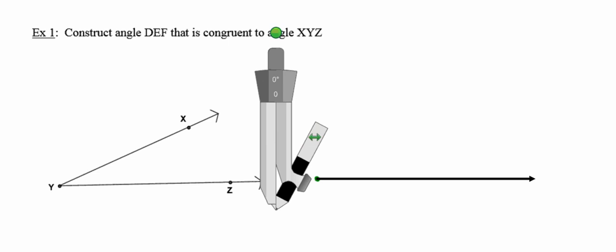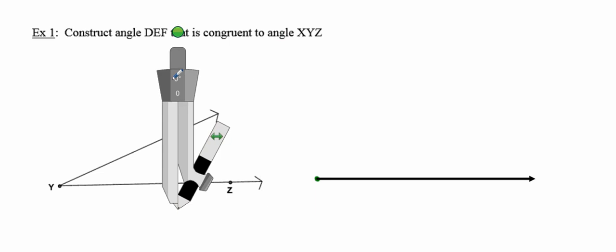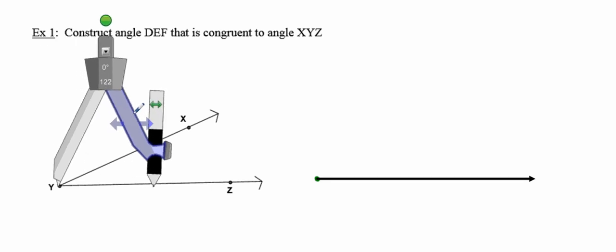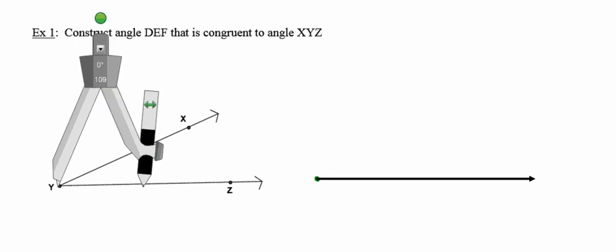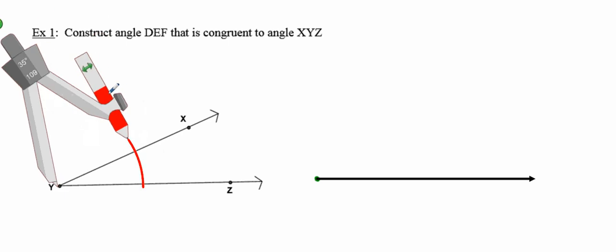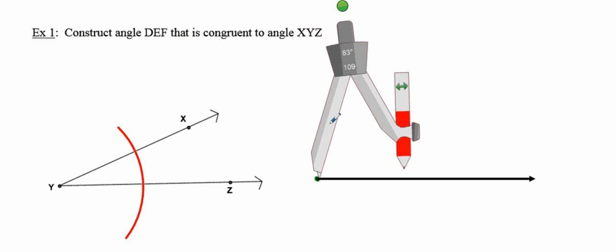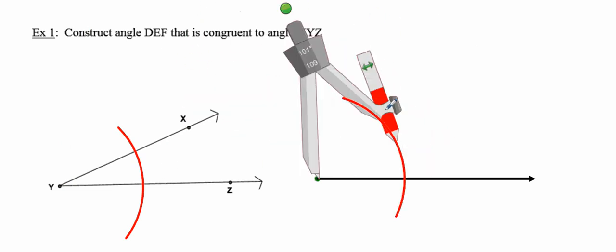Now I'm going to use my compass to create an arc on angle XYZ. And that can be any convenient radius setting, so anything that you find convenient. I'm going to keep that same exact compass setting and move my compass to my new angle, and I'm going to draw that exact same arc.